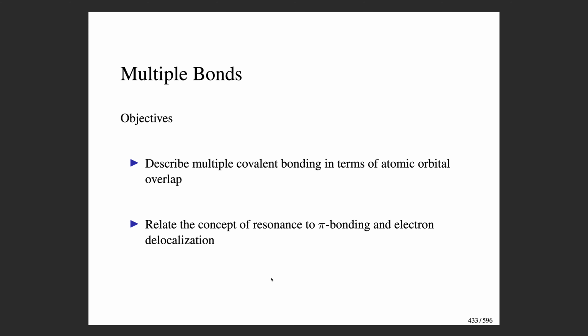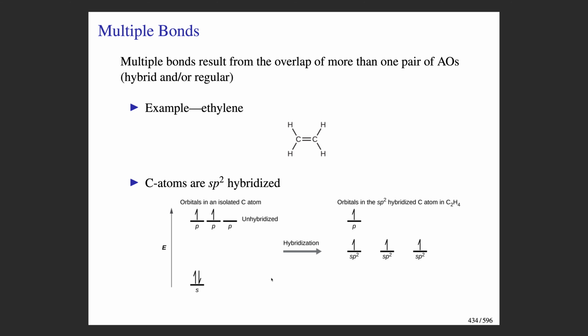Okay guys, in this video we are going to talk about multiple bonds in the valence bond picture, and those involve the overlap amongst multiple orbitals, not just two, but more than two orbitals between two atoms. So let's look first at an example. We'll look at ethylene. Ethylene has a double bond between the two carbons, so one of those is going to be a sigma type bond, and one of those will be a pi type bond.